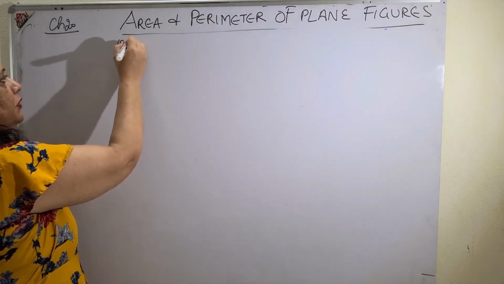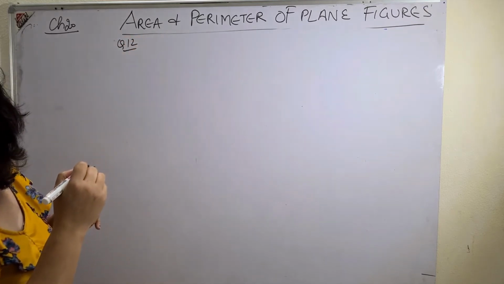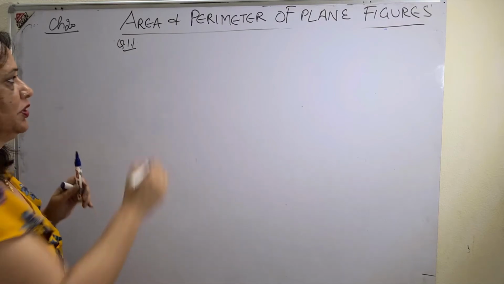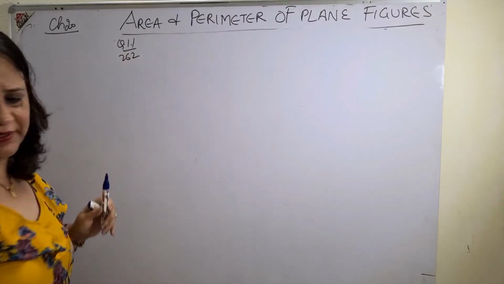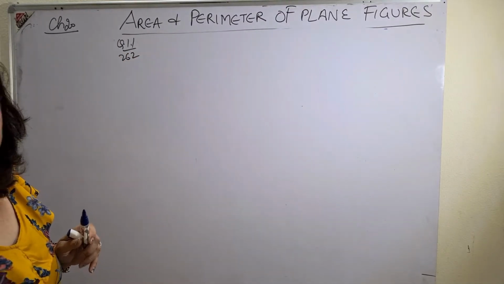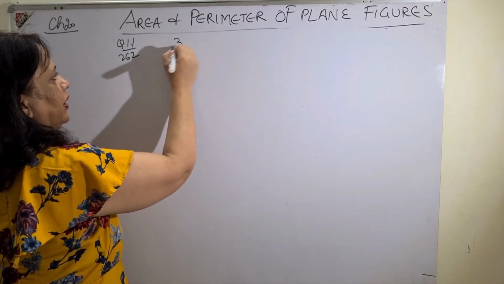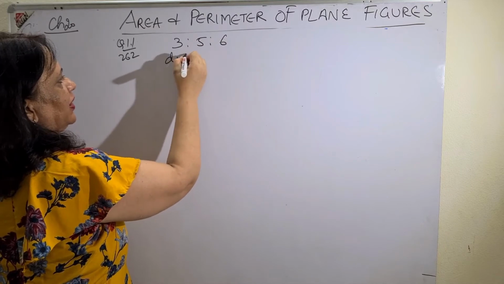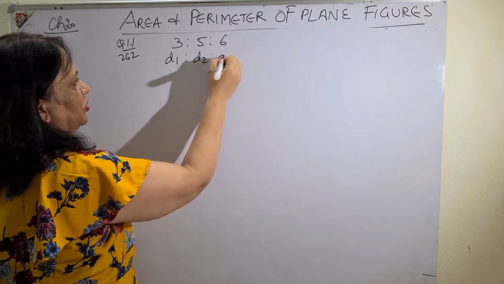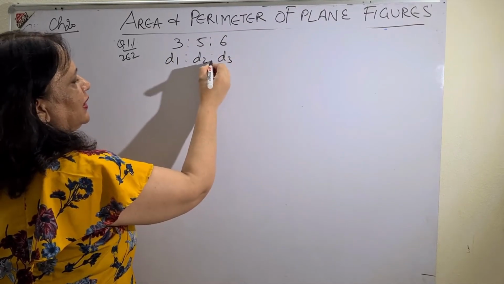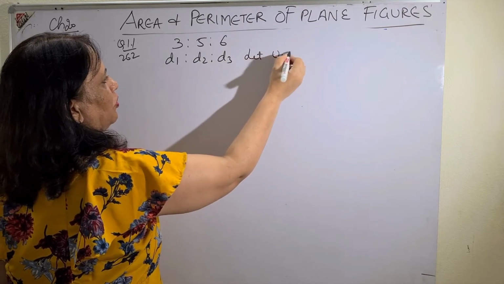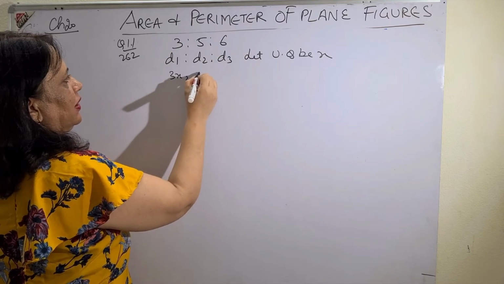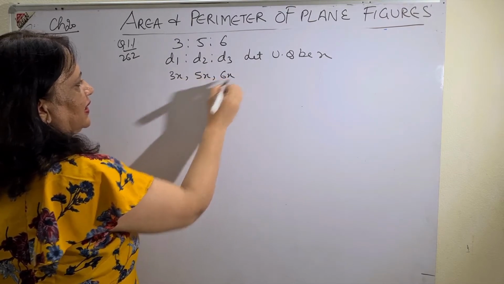Question number 12, page number, not 12, it is 11, children, sorry. Question 11, page number 262. Again, they say that the diameters of 3 circles are in the ratio 3:5:6. Let the diameters be D1, D2, D3. Since it is a ratio, let the unknown quantity be x. So I have 3x, 5x, 6x.